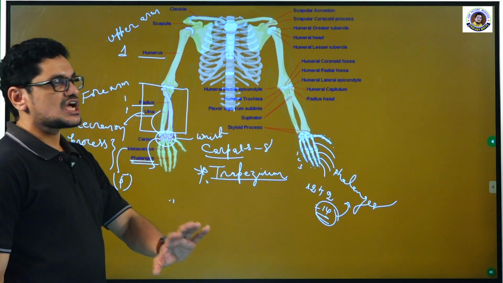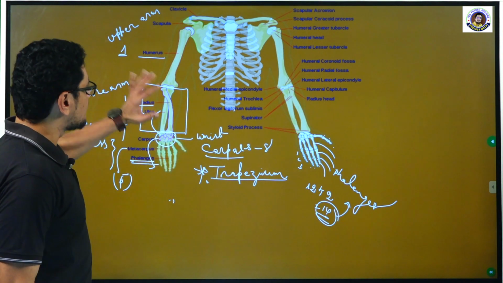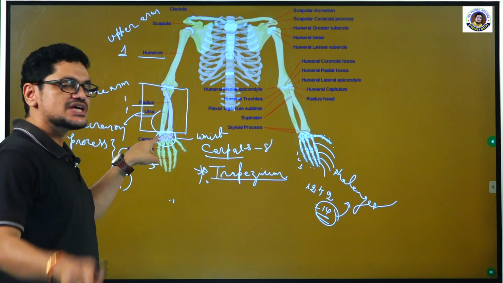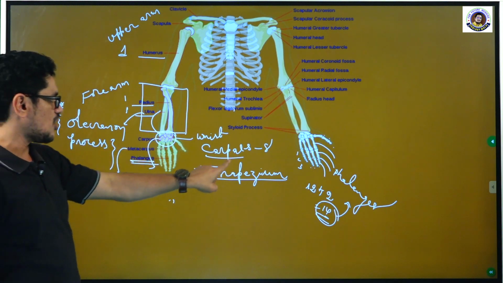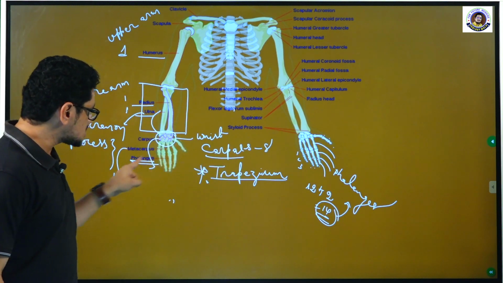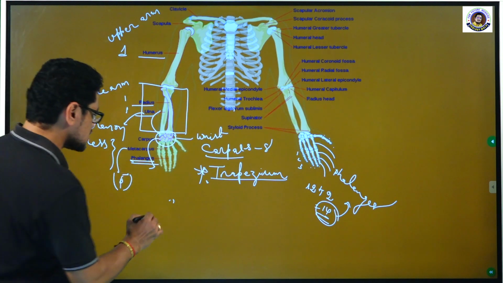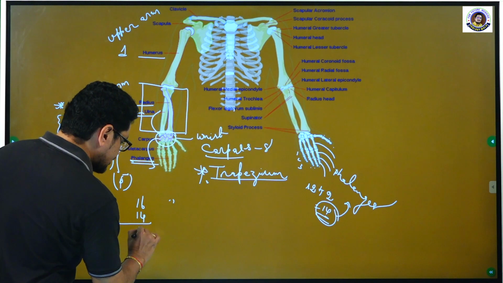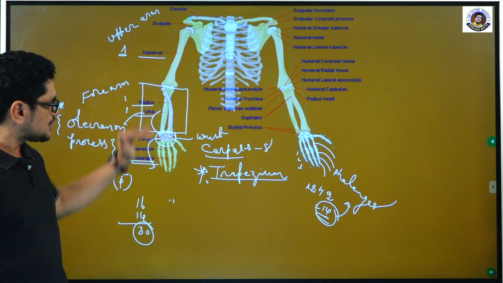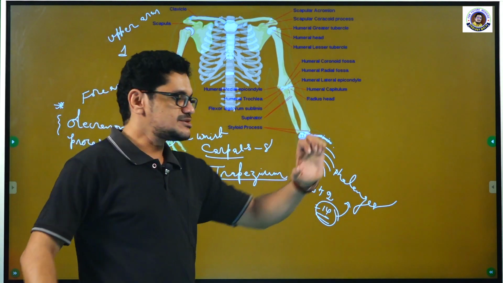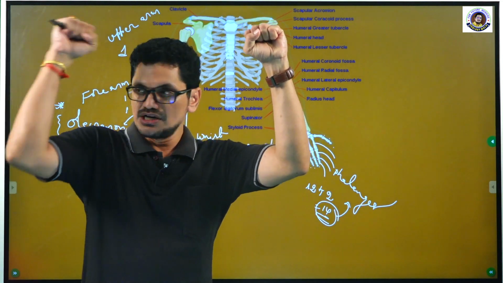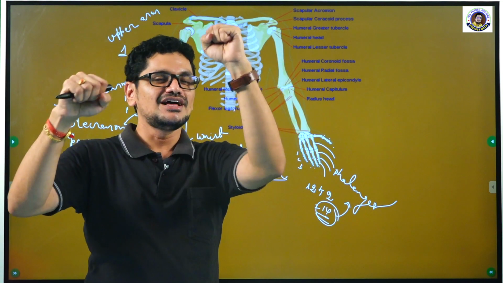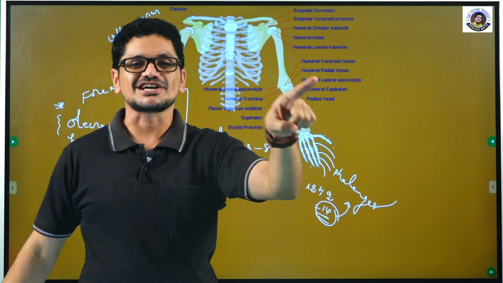Now, let us come to all the bone numbers. Humerus 1, radius and ulna 2, plus 1 is 3, plus 8 carpals is 11, plus 5 metacarpals is 16, and 14 phalanges makes 30 bones. These are the 30 bones present in one upper limb. Similarly, 30 bones are present in the other upper limb. So 30 here and 30 here, 60 bones, over.